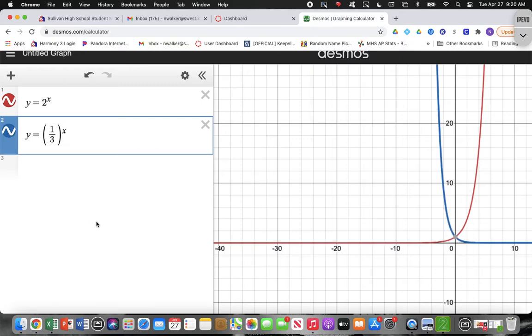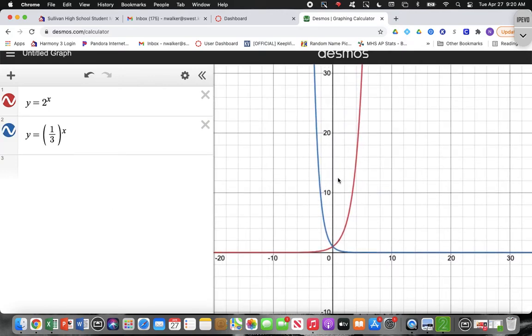Now if you look at this, when I did 1/3 to the x, it graphed in blue. Is that growth or decay? It's decay. It starts out big with bigger values, and then over time it gets smaller and smaller and smaller, close to 0, but never crosses.